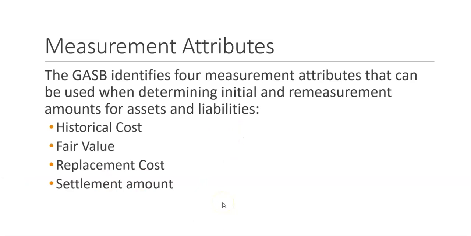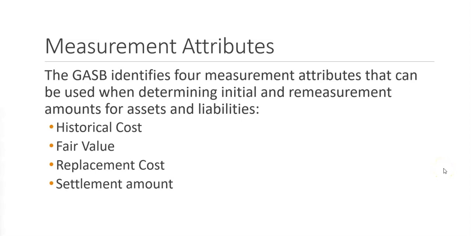Measurement attributes. GASB identifies 4 measurement attributes. This is much like in Principles of Accounting, where we talk about whether you're going to use LIFO, FIFO, weighted average, or specific identification. This is very similar in that this is the way we can determine initial amounts and remeasurement amounts for assets and liabilities. So we can use one of these 4 different methods.